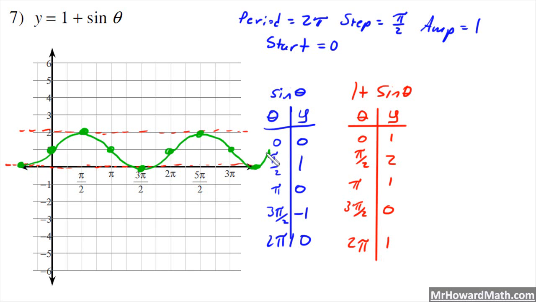And we'll call that good for this one. We've completely graphed that. So we took the whole sine wave and we just moved it up 1. So the middle moved up 1, the max moved up 1, the min moved up 1. The whole thing just shifted up.